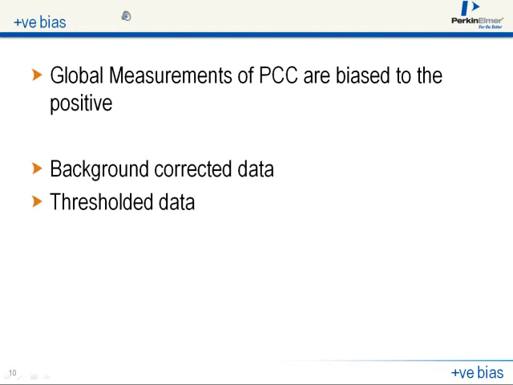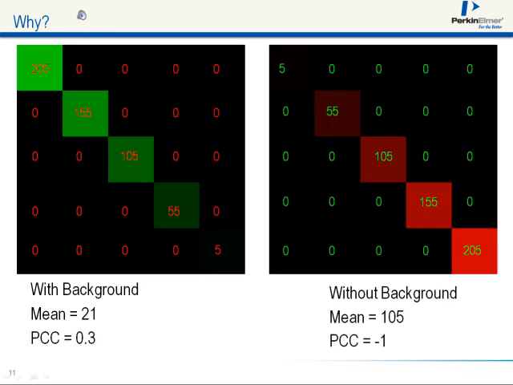You can replicate that result with lots of anti-correlated data sets. You always get positive values for them, which led us to conclude that global measurements of Pearson's correlation coefficients are strongly biased towards the positive, and that applies to any background corrected data in which the whole image is analysed, or thresholded data in which pixels below the threshold are given an arbitrary value of 0. So the question is, how do we correct this bias towards the positive?